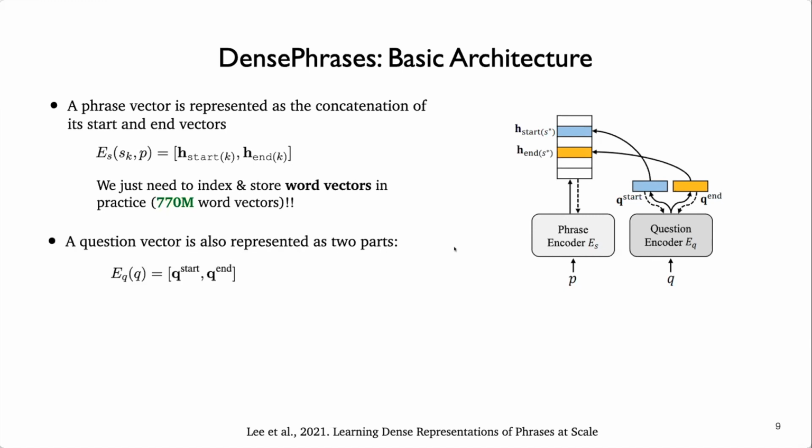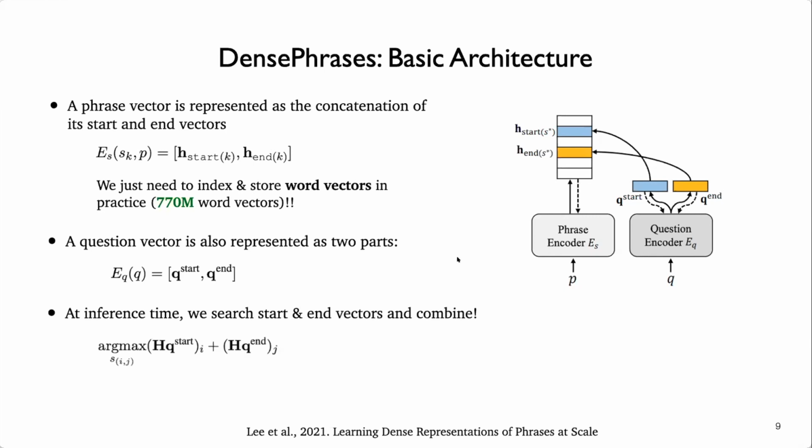Similarly, we also represent the question vector as 2 parts, denoted by q_start and q_end here. Essentially, we just pass the question to 2 separate question encoders, get 2 vectors, and then concatenate them. By decomposing the question and phrase representation into 2 parts, we can compute the inner product between the question and the phrase as a sum of q_start and h_start, and q_end and h_end.